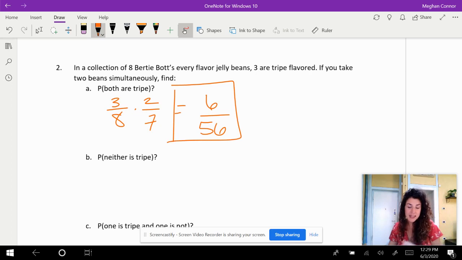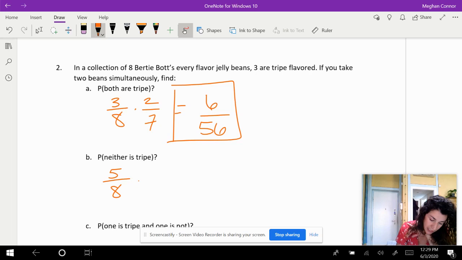What about the probability that neither of them are tripe? Well, if 3 of them are tripe, the other 5 are going to be non-tripe. So you would do 5 out of 8 times 4 out of 7. So your probability there is going to be 20 over 56.